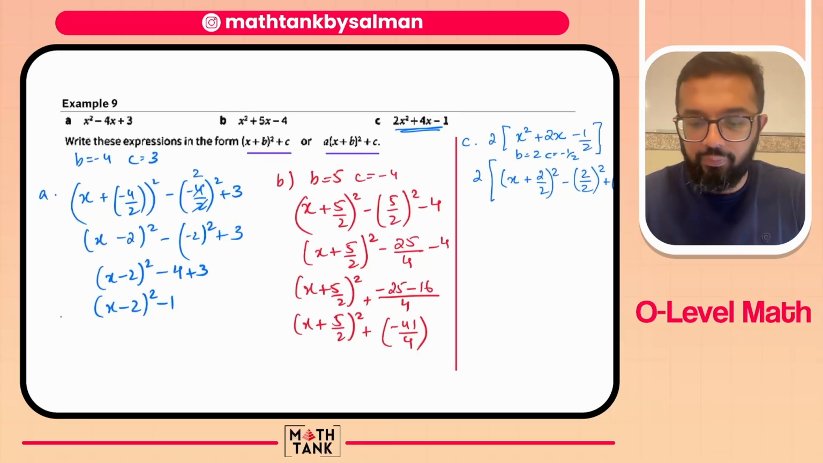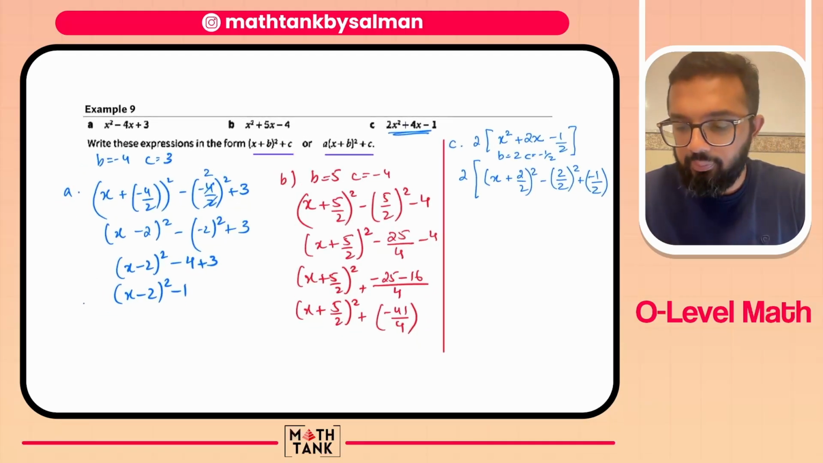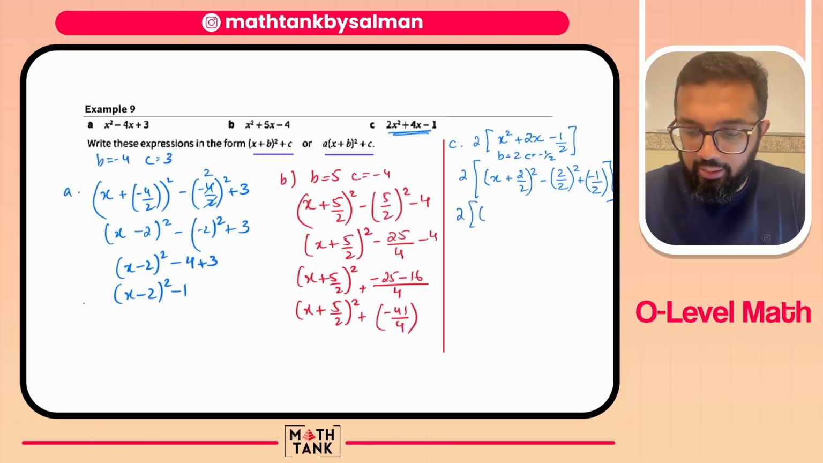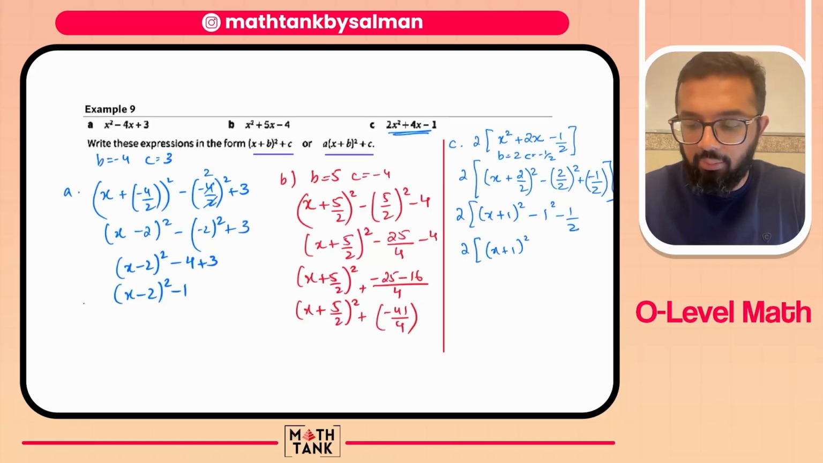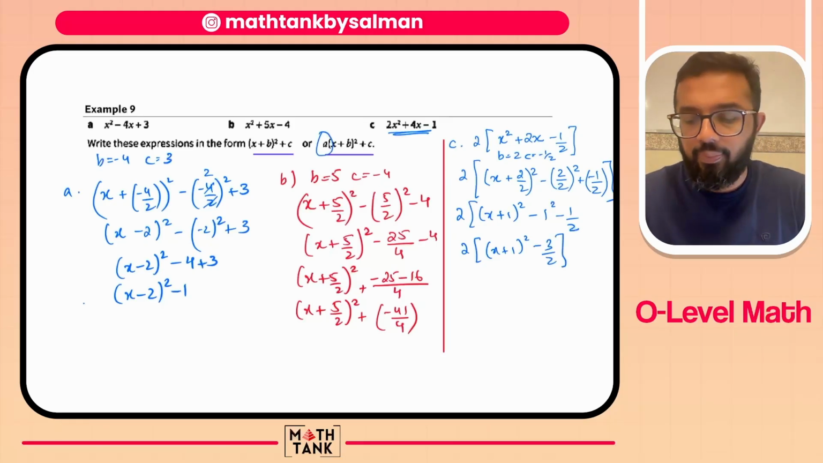I think my screen is sort of dropping off. Let's just zoom out a little. Okay, so I write that. So this becomes 2 bracket x plus 1 whole squared minus 1 squared minus 1 over 2. That gives me plus 1 whole squared minus 3 over 2. Now, do you notice where this a is? Can I multiply this 2 throughout? Can I say that 2 times x plus 1 whole squared minus 6 over 2? That's 3.